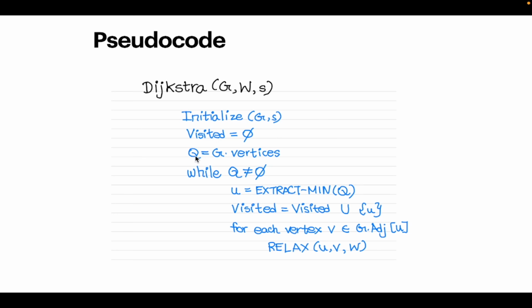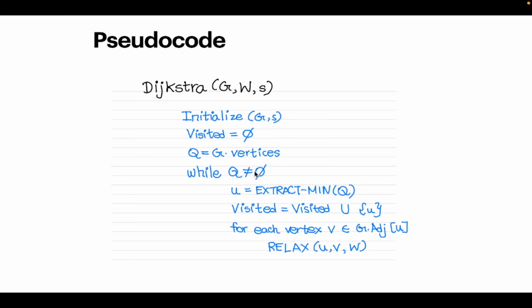And we use a priority queue to implement Dijkstra's algorithm efficiently. Initially, the priority queue will contain all the vertices of the graph. Here, the priority value will be the distance of the vertex from S.